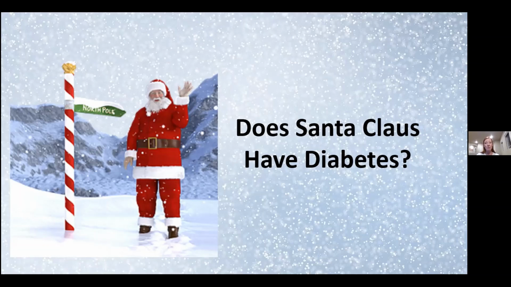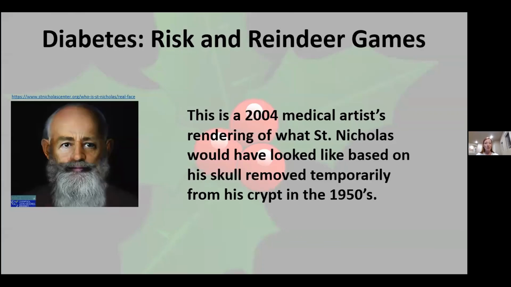Now, this might be my favorite slide because this is super cool. This picture, I got it from, it's listed on there, stnicholascenter.org. This is what he probably looked like. It's a 2004 medical artist rendering of what St. Nicholas would have looked like based on his skull removed temporarily from his crypt in the 1950s. So science does some really cool stuff.